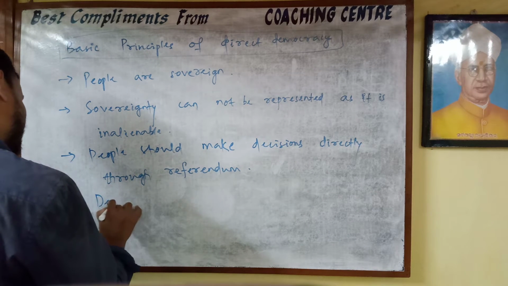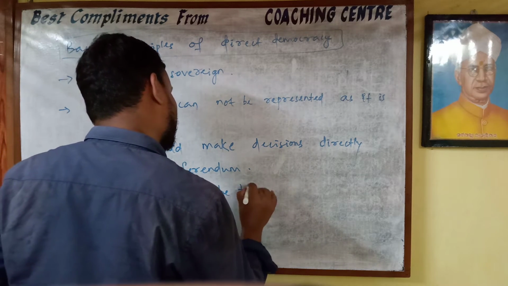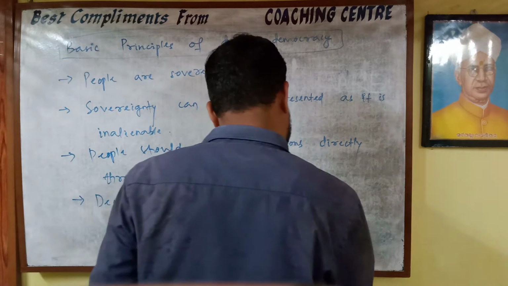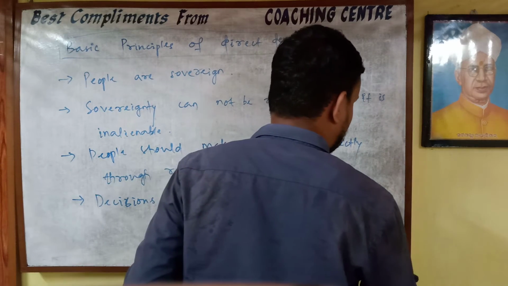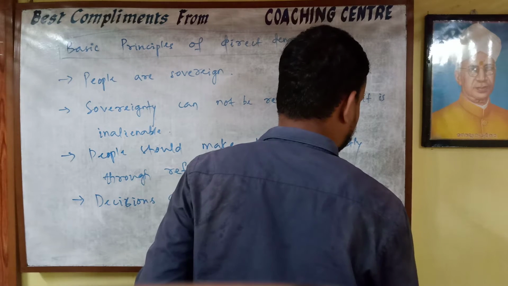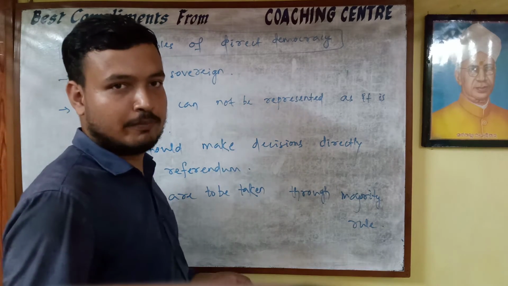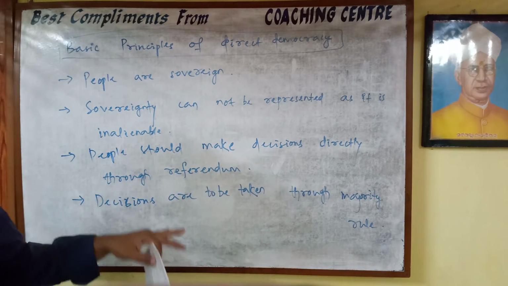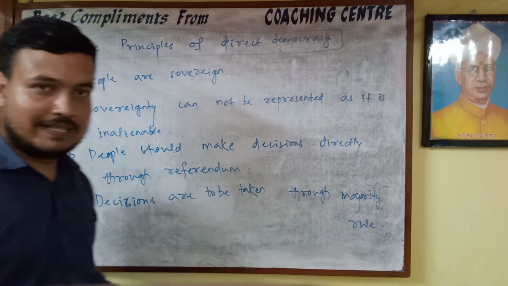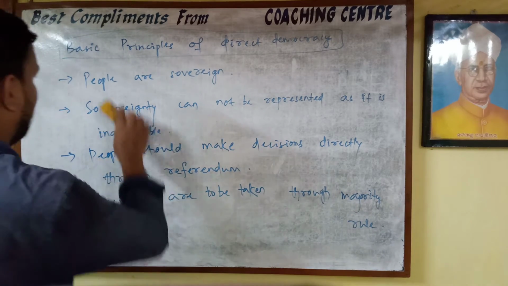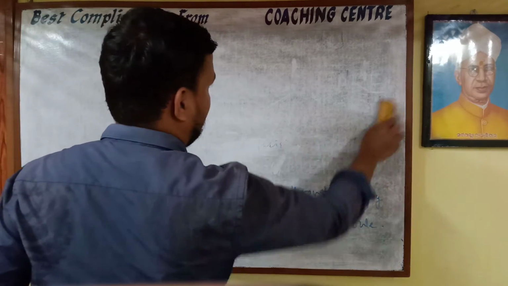Decisions are to be taken through majority rule. So the common rule of democracy, the common law of democracy, is that the majority should be granted. In case of any kind of decision or policy, majority rule must be maintained among the people, yes or no? This is all about the basic principles of direct democracy. You have to write it down.